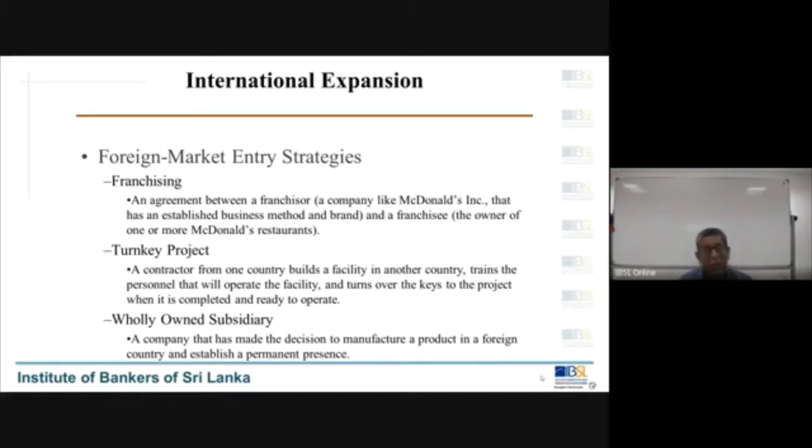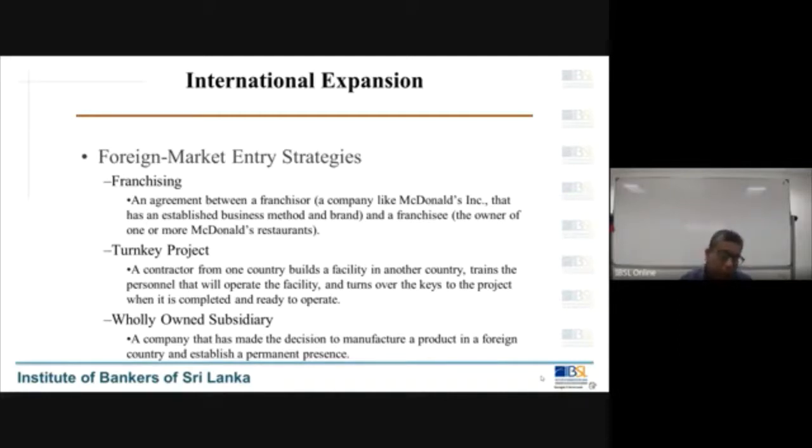For that, they will charge you again for the goods and the services. And how McDonald's company moved into other countries, how they expanded their business through the franchising system. And then the next method is called Turnkey Project.